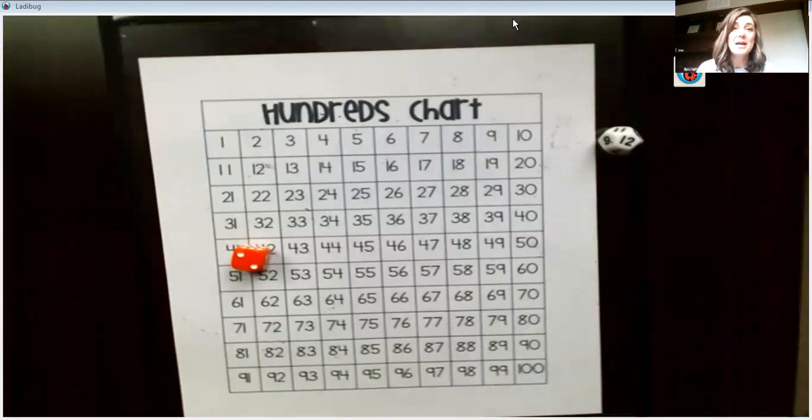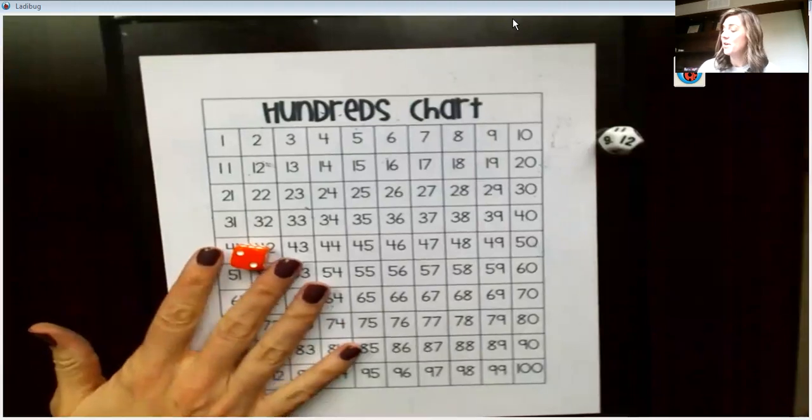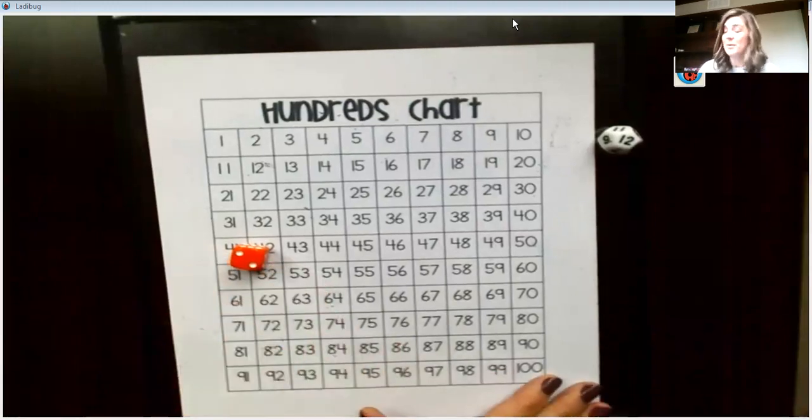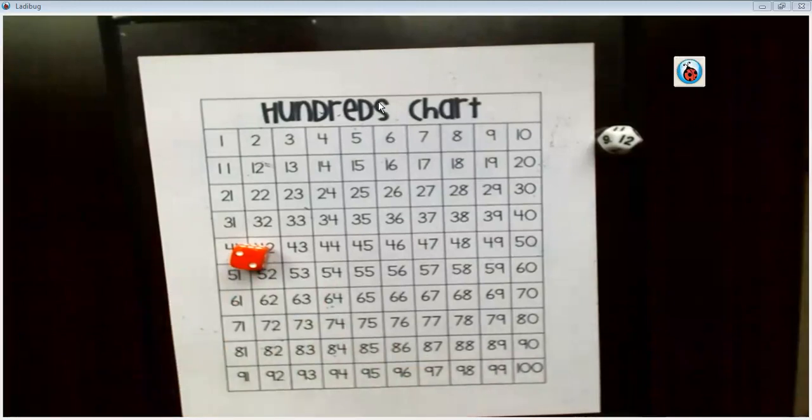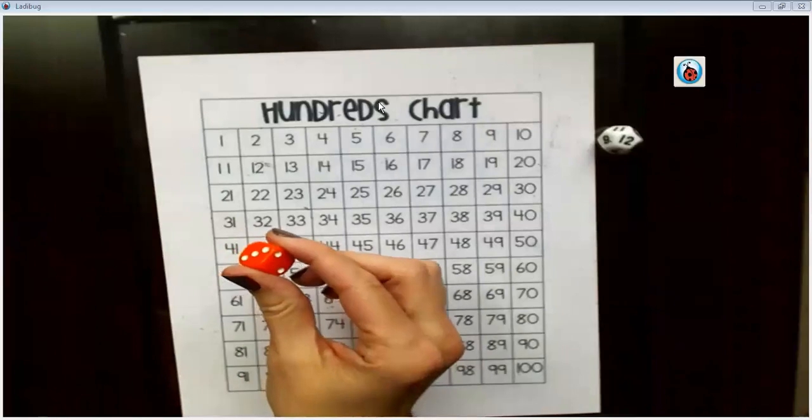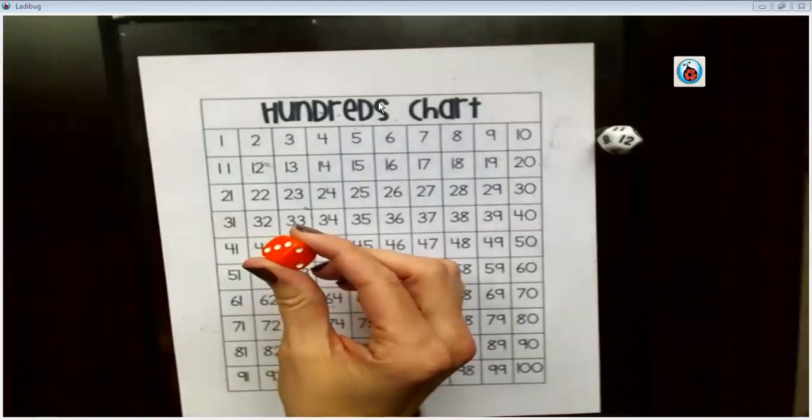We're going to play Roll to 100 or Race to 100, and it's just that. We're going to roll some dice with our hundreds chart, and we're going to try to get all the way to 100. Let's play. You're simply going to roll your dice and continue adding on until we get to 100.